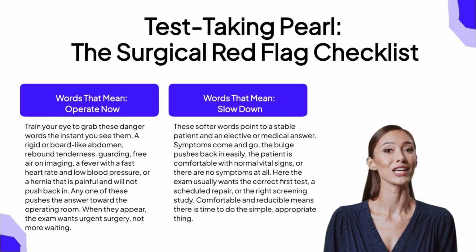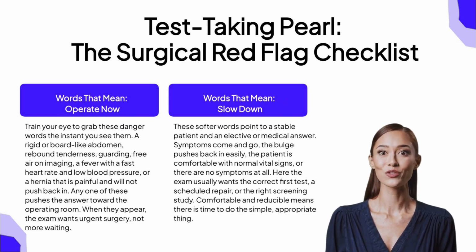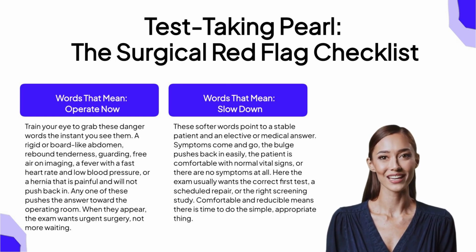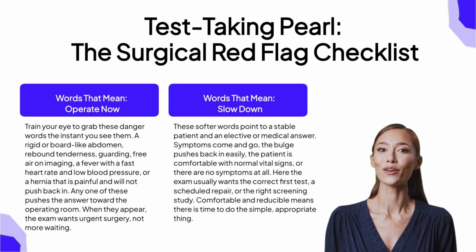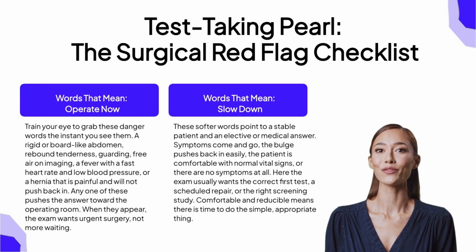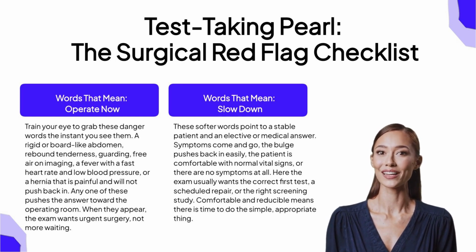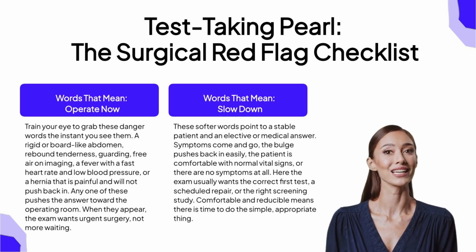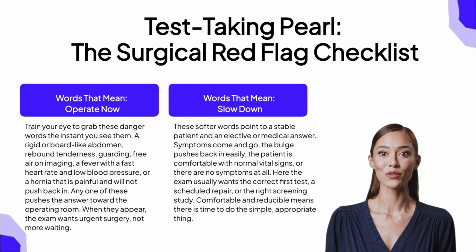Here is the pearl that ties this video together, a surgical red flag checklist you can run on every stem. First, learn the words that mean operate now. A rigid or board-like abdomen, rebound tenderness, guarding, free air on imaging, a fever with a fast heart rate and low blood pressure, or a hernia that is painful and will not push back in. The instant you see any one of these, the answer shifts toward the operating room, and more testing or watchful waiting become traps.